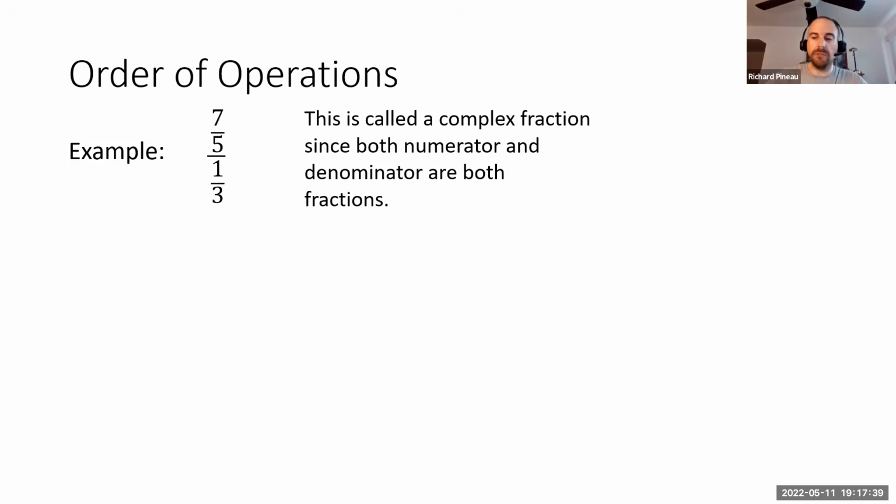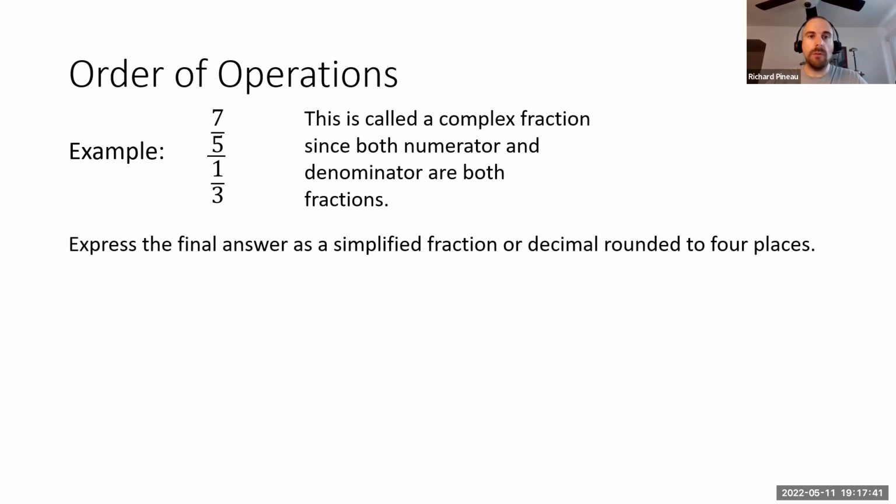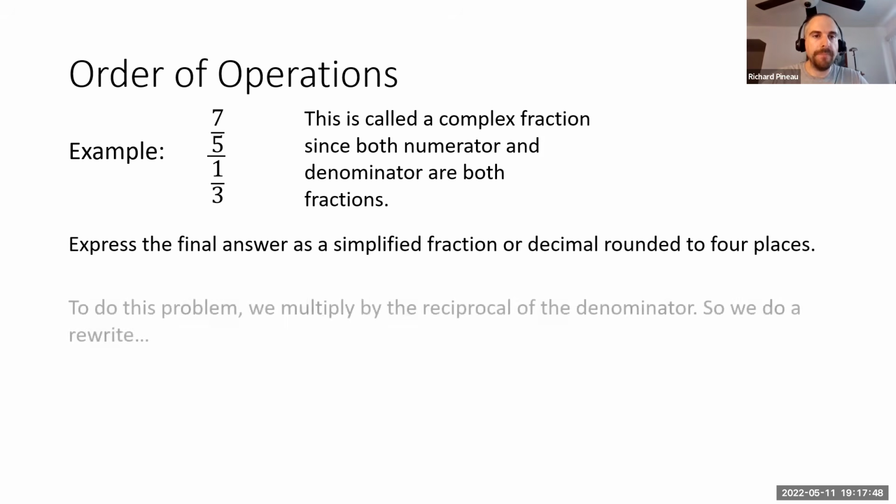So we call it a complex fraction. So how do we deal with this? Okay, no big deal. We'll have to express the final answer as a simplified fraction and a decimal rounded to 4 places. Okay, we get that. To do this problem, we multiply by the reciprocal of the denominator. So we have to do a rewrite.